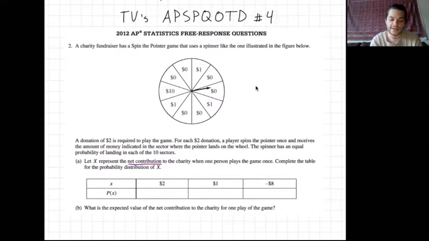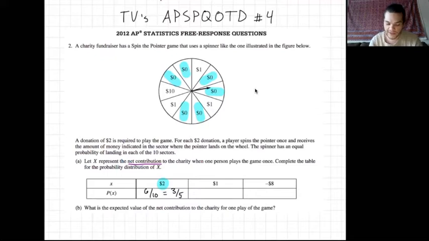So if somebody pays $2 and then they spin a 0, that means that we are getting a net contribution of $2, and that happens 1, 2, 3, 4, 5, 6 out of 10 spins. Assuming this thing is fair, that would be a 3/5 chance.